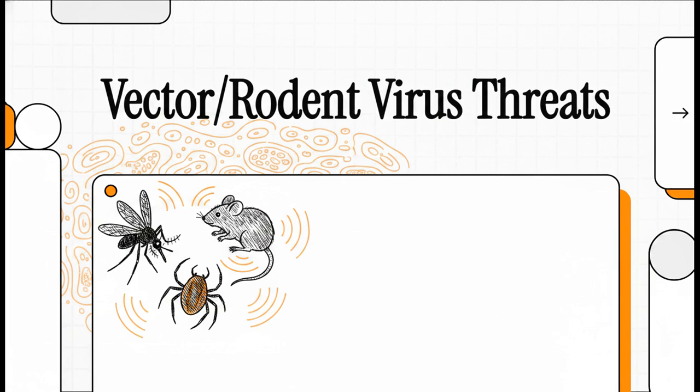Because, let's be real, as executives and leaders managing global operations, you need the bottom line up front. And that bottom line is this. Microscopic vectors, we're talking mosquitoes, ticks, and rodents, pose massive, highly strategic risks to global travel, workforce continuity, and your international operations. So today, we're taking complex clinical data and translating it directly into actionable corporate mitigation strategies.